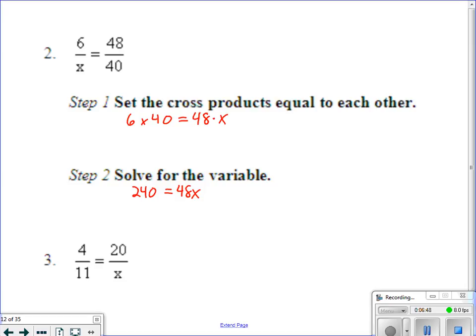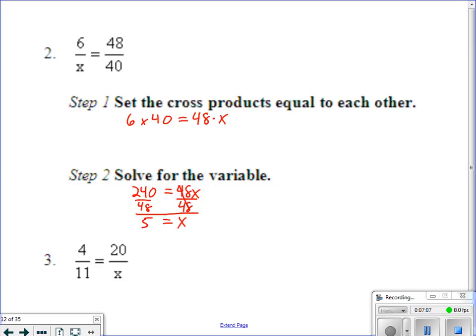So all we have left to do here is divide by 48 on both sides. And we end up with 240 divided by 48 is 5. Your 48's cancel over here, you're left with x. So we know that 5 equals x.